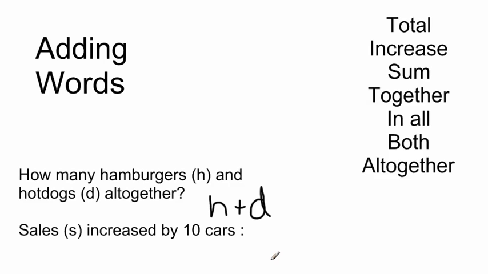Now if we know how much sales we have for a particular month, and we're increasing our sales by 10 cars, the word increased means we're going to be adding. So we can write that as our sales, which is S, plus 10.